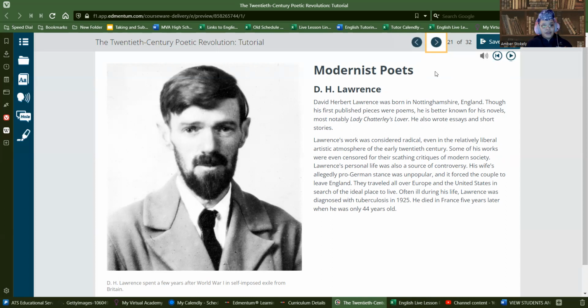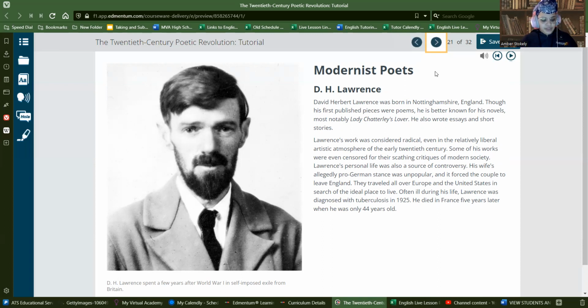All right. We are on slide 21. We're basically through the first section of the lesson and we're getting to the last section. So we're going to start with modernist poets. So just to give you a heads up, we're working on 2 poets and I think 2 writers. What do my notes say? Yes, 2 poets and 2 writers.